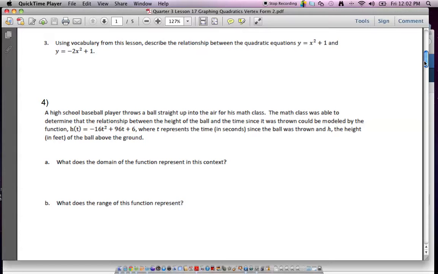What's that, Savannah? Okay, and the plus 1 is known as? The k, which is the vertical shift. Okay, good. What else do they share in common? Wyatt? The x squared.